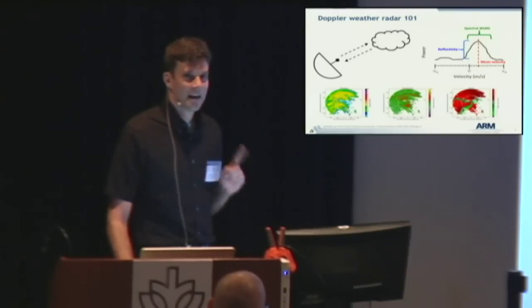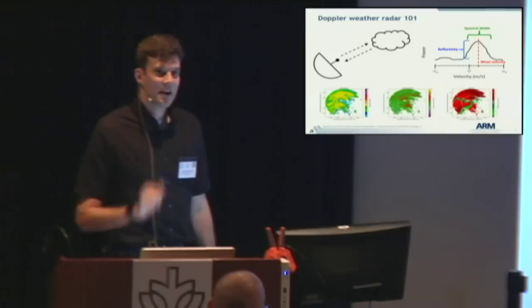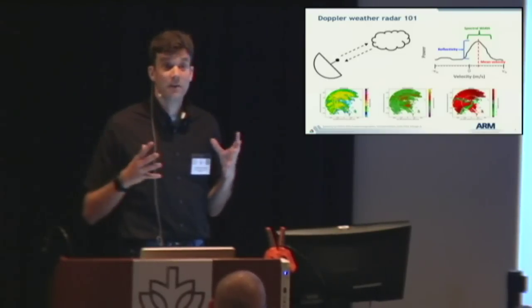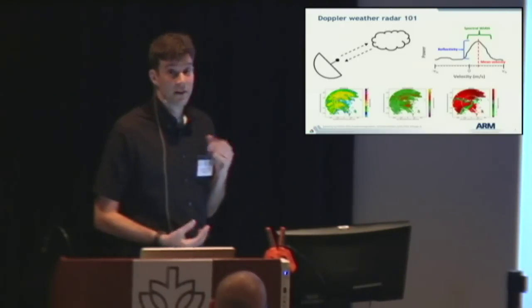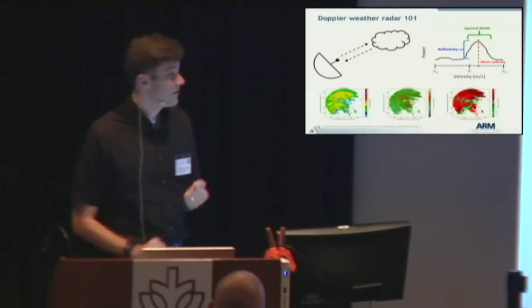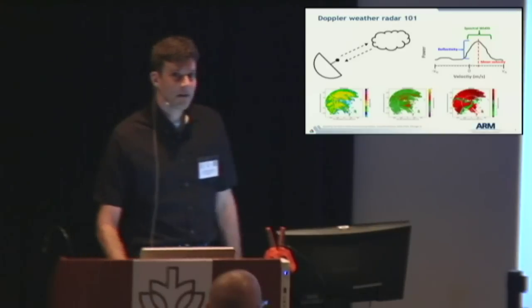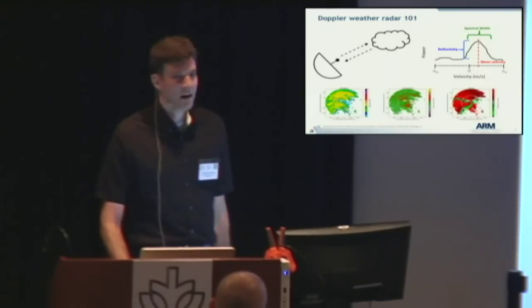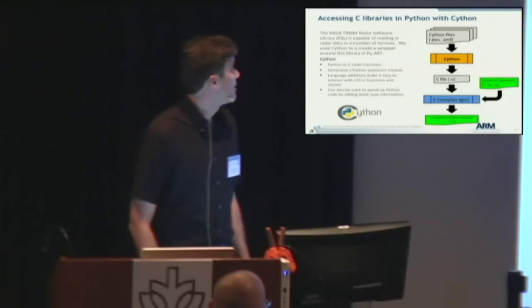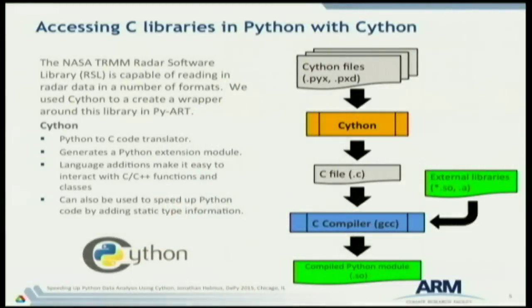Or you go and find that NASA, they were going to send up a satellite to look at precipitation, and they had the same problem. You know, we want to verify what we see with this satellite is true on the ground, and so we're going to use radars on the ground to validate that data. This was for the TRIM measurement. So they wrote the TRIM radar software library, or RSL as we like to call it. And this is a C library that's capable of reading a number of different radar formats. And it's really fast because it's written in C.